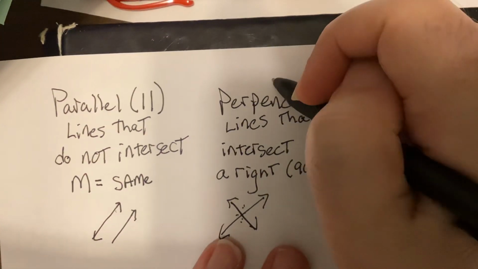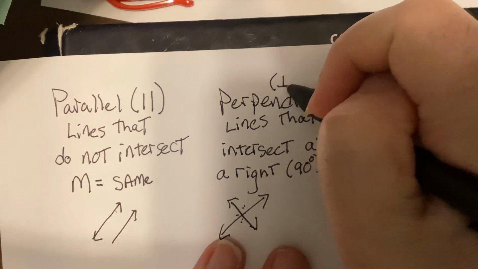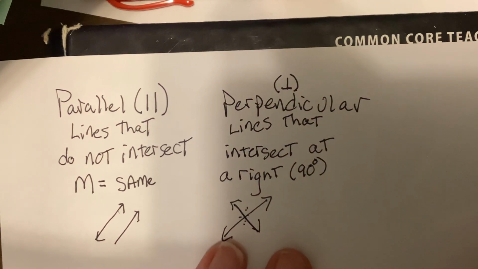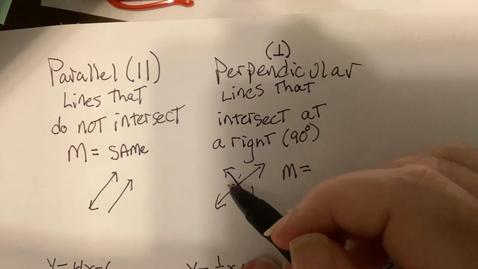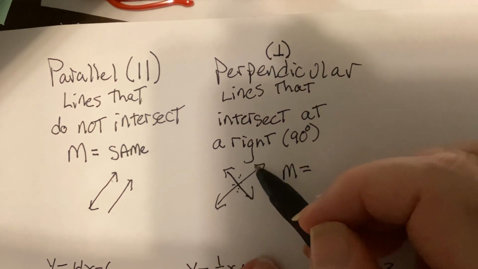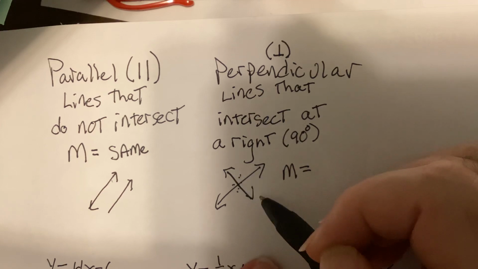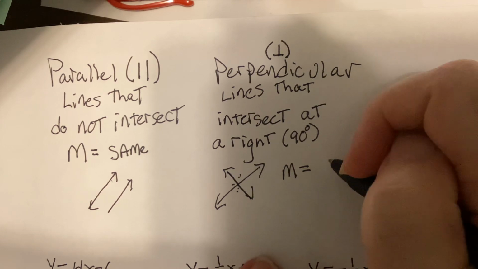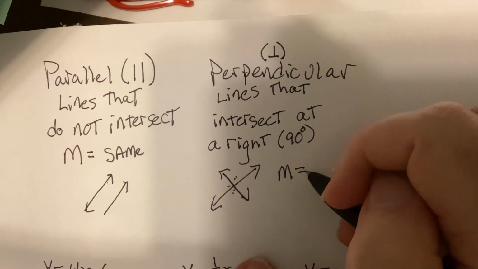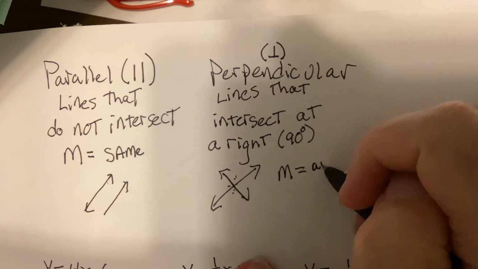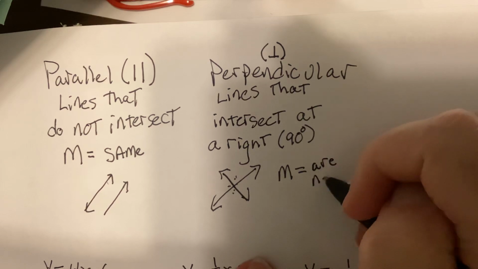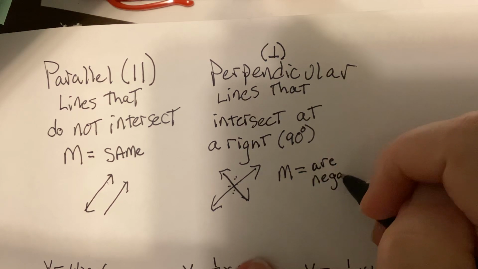Now the symbol for perpendicular is an upside down T. Now this isn't as obvious, I don't think. Part of it is going up to the right, that slope is positive. Going down to the right, that slope is negative. So the slopes are negative reciprocals.